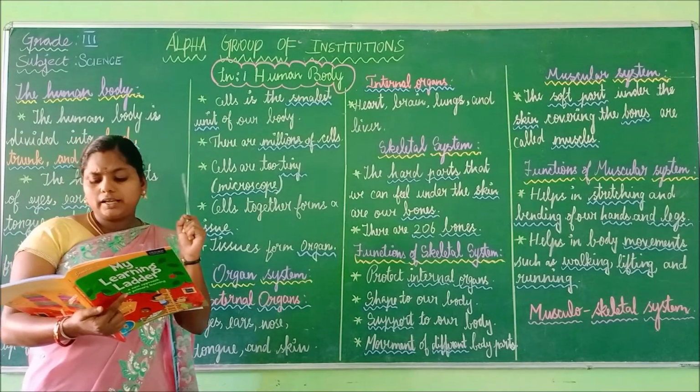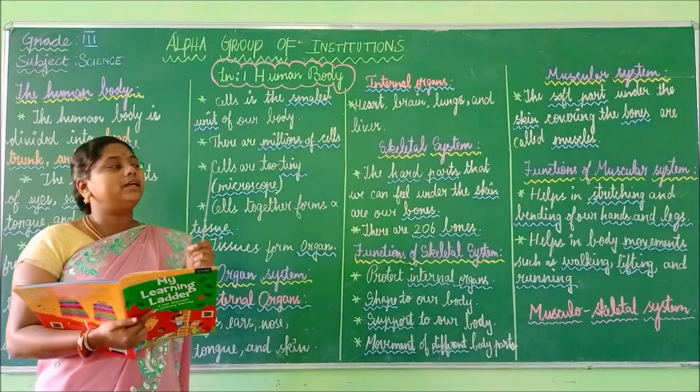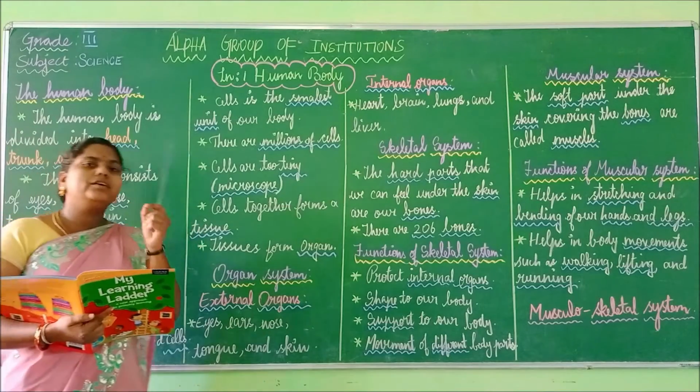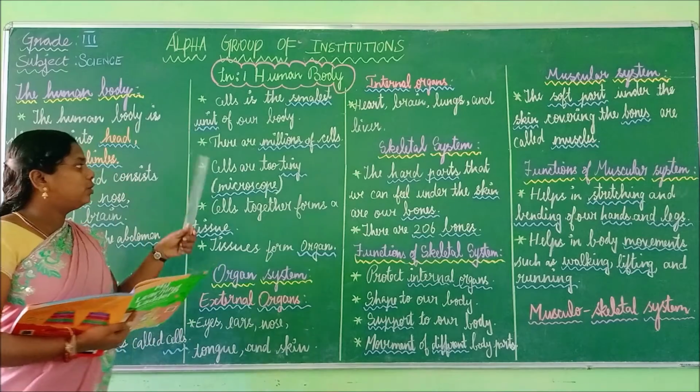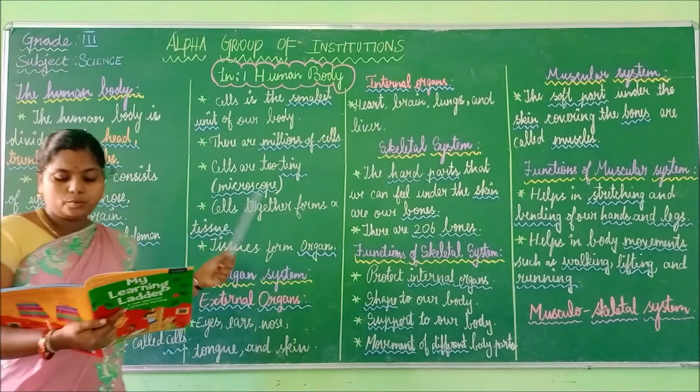Cells are too tiny and can be seen only using microscopes. These cells are very small. You cannot see them with your naked eyes, you can only see them through a microscope.